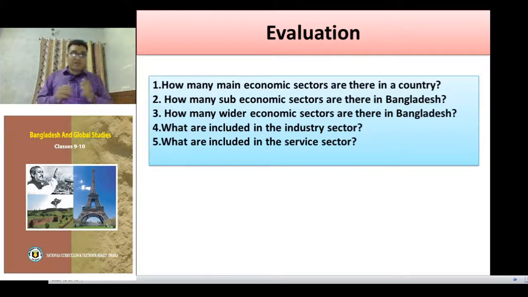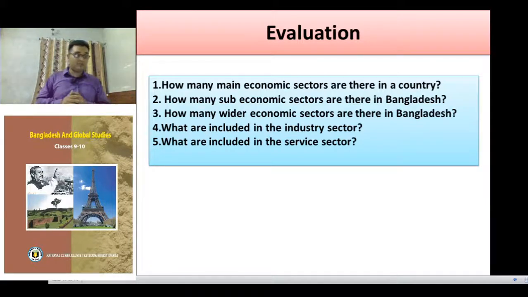My next and last question is, what is included in the service sector? Simply you can say, except the agriculture sector and the industry sector, all of the activities of the economy are included in the service sector. So for example, education, health, communication, postal, etc. Dear friends, that's all about the evaluation part.